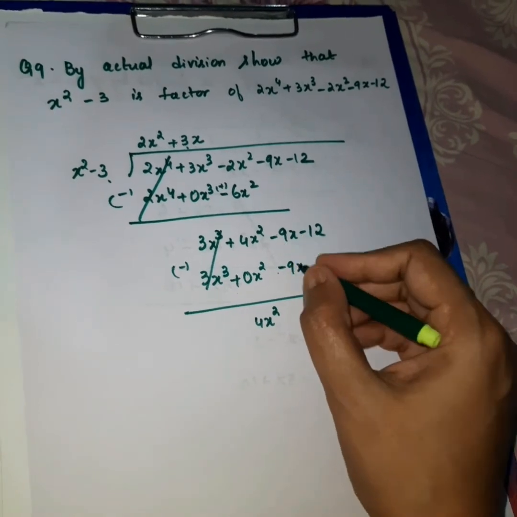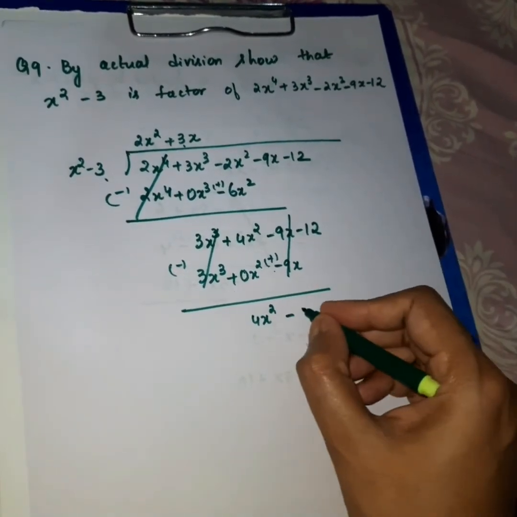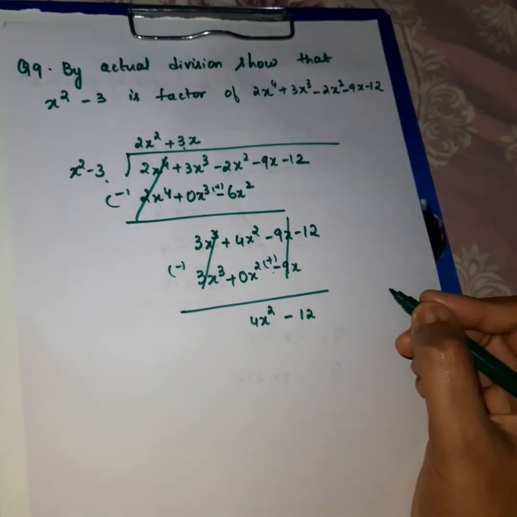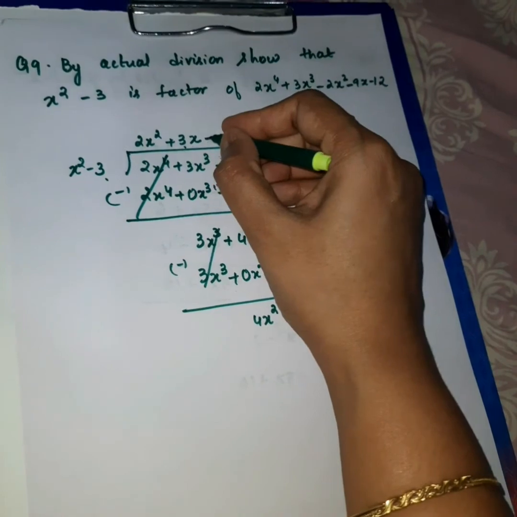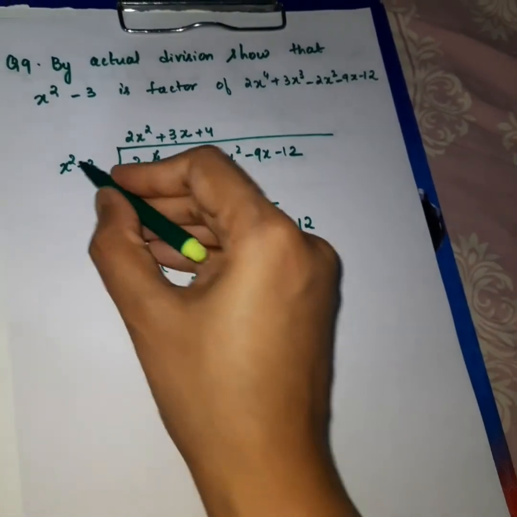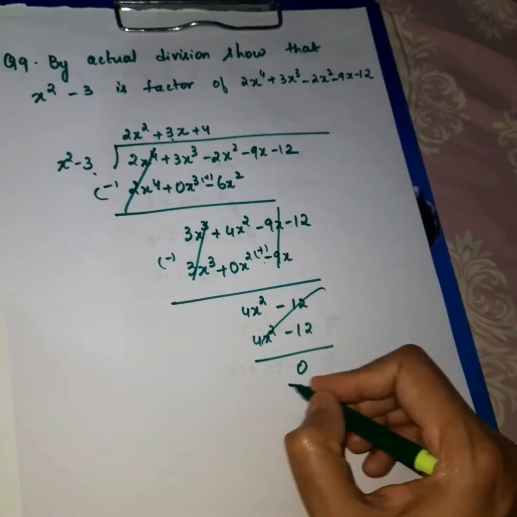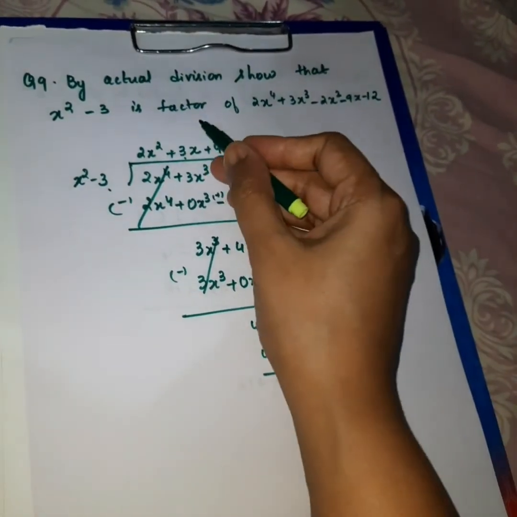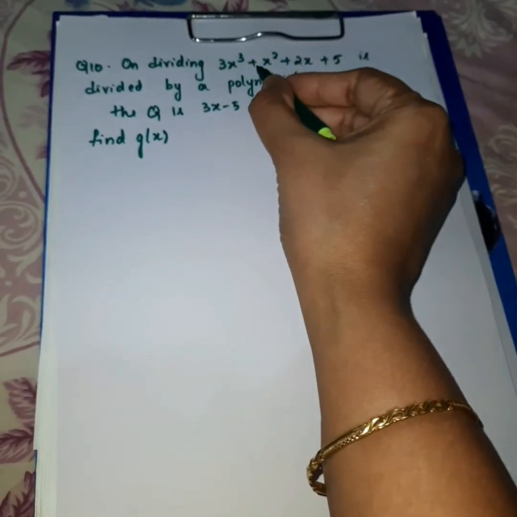Even minus 9 becomes plus 9. So now the x term goes off. It's only minus 12. Now by adding 4, you get 4x squared minus 3 into plus 4, that's 12. So the remainder is 0. This proves, yes, it's a factor of the given polynomial, as the remainder is 0.